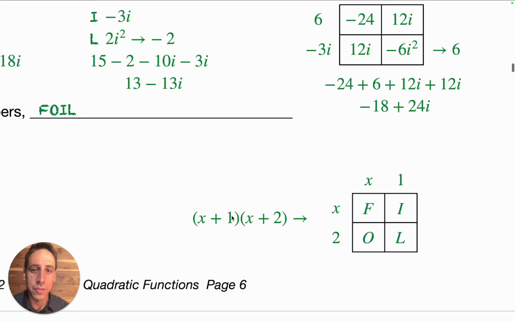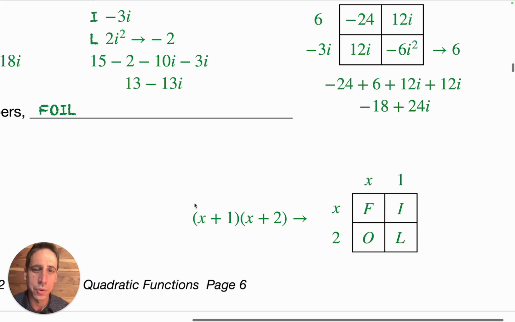You're going to have the first terms. This is a completely separate problem. So x times x would be the first terms, and you would put it here, where you would normally put the F in FOIL. Then x times 2 would be the O term, and then x times 1 is where you put the inside terms, and then here's where you put the last terms. There's still 4 terms. And you might say, Berg, does it matter? Could I put x plus 2 over here and x plus 1 down here? No, it doesn't matter at all.